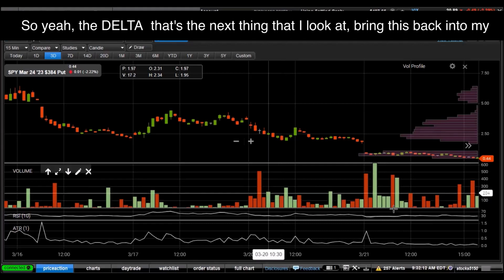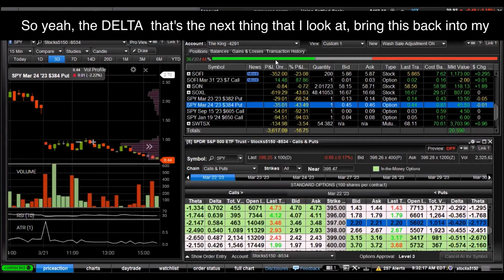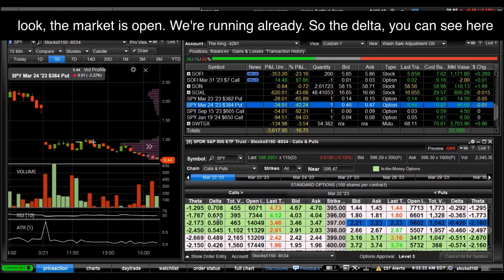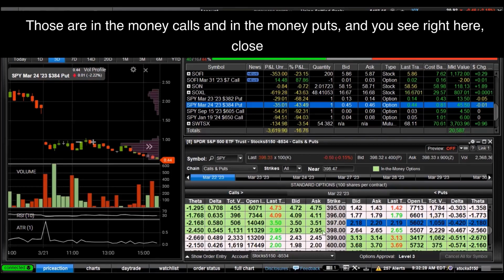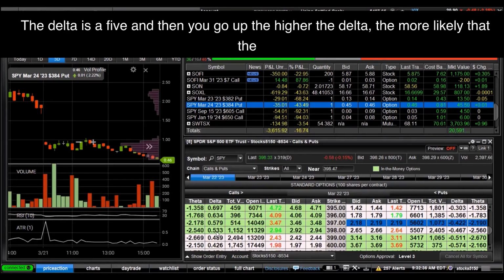So yeah. The delta, that's the next thing that I look at. Bring this back into my normal. And the delta is right here. Oh, look, the market is open. We're running already. So the delta, you can see here where it's light green. Those are in the money calls and in the money puts. And you see right here, close to the middle, where it's about to be out of the money, the delta is a .5. And then you go up.